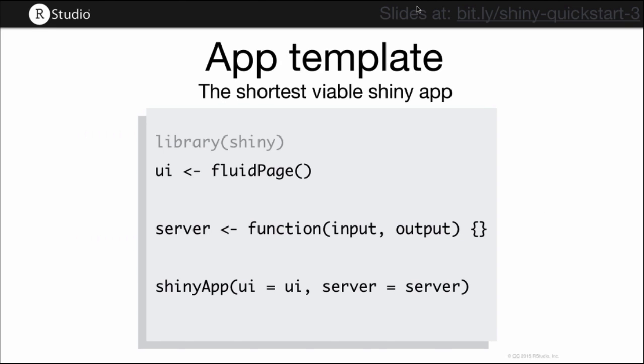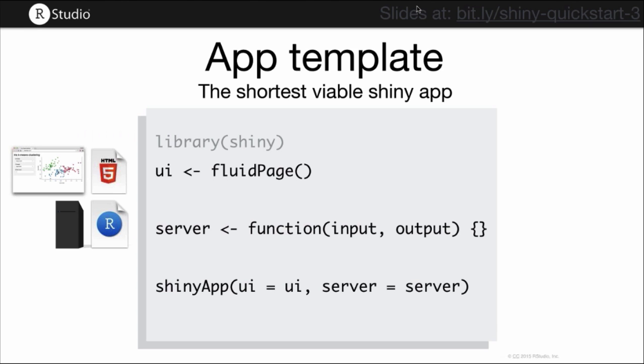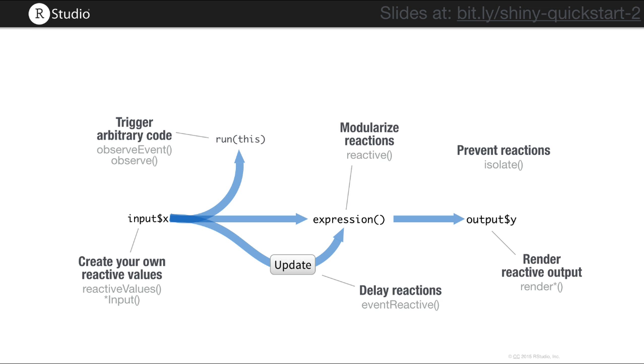We learned how to start building apps with a useful template that you can use over and over again. The first part of the template sets up the web page that your users will visit, and the second part sets up the server to manage that web page and create interactions. In the second webinar, we looked at all the ways you can control the reactions in your Shiny apps.